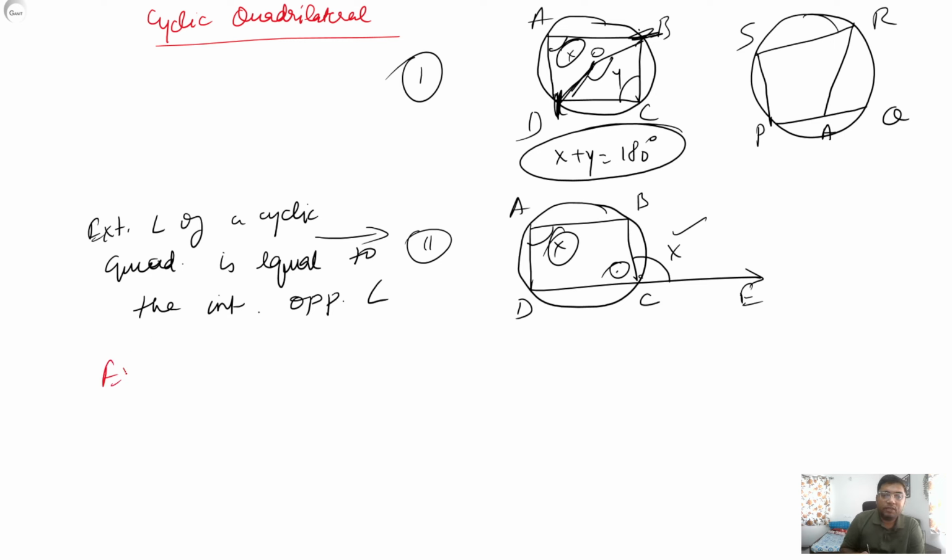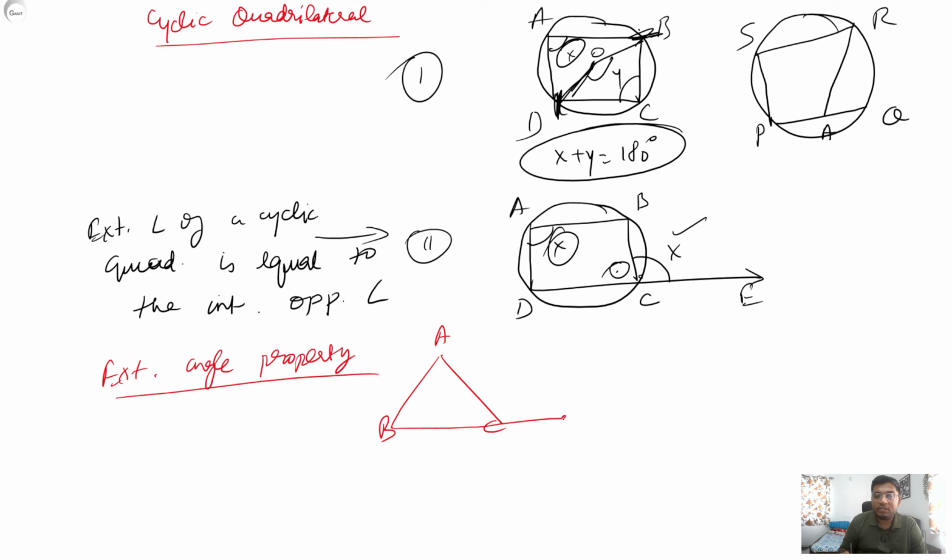Exterior angle property is also present in a triangle. And trust me, in grade 10th CBSE as well as ICSE, there are at least 2 to 3 questions where exterior angle property of a triangle will also be used. Not just cyclic quadrilateral, of a triangle also. So what does the property say? If you extend one of the sides of a triangle, this is a little off the topic, guys. Please don't mind, but it's important.